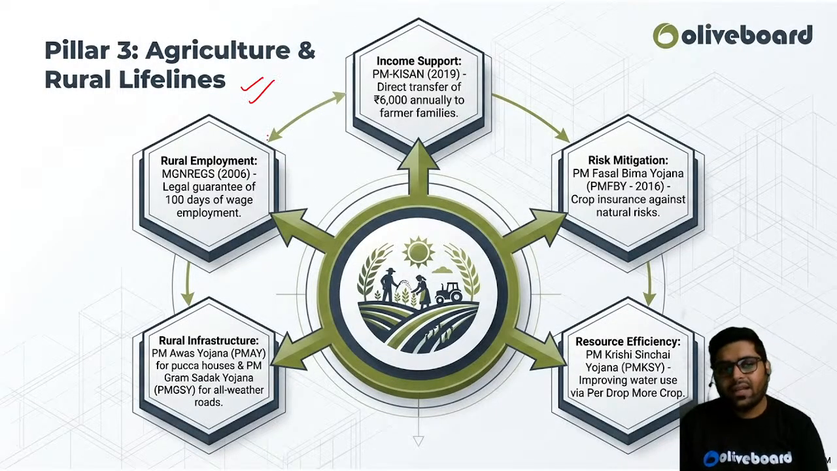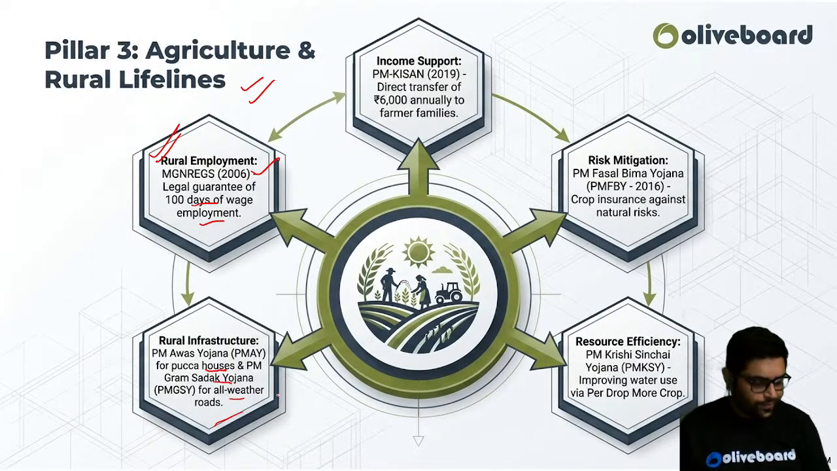Agriculture and rural lifeline schemes. So we have MGNREGA, very, very important. Correct. Legal guarantee of 100 days of wage employment. This was in 2006. We had Pradhan Mantri Awas Yojana for pakka houses and Pradhan Mantri Gram Sadak Yojana for all weather roads.